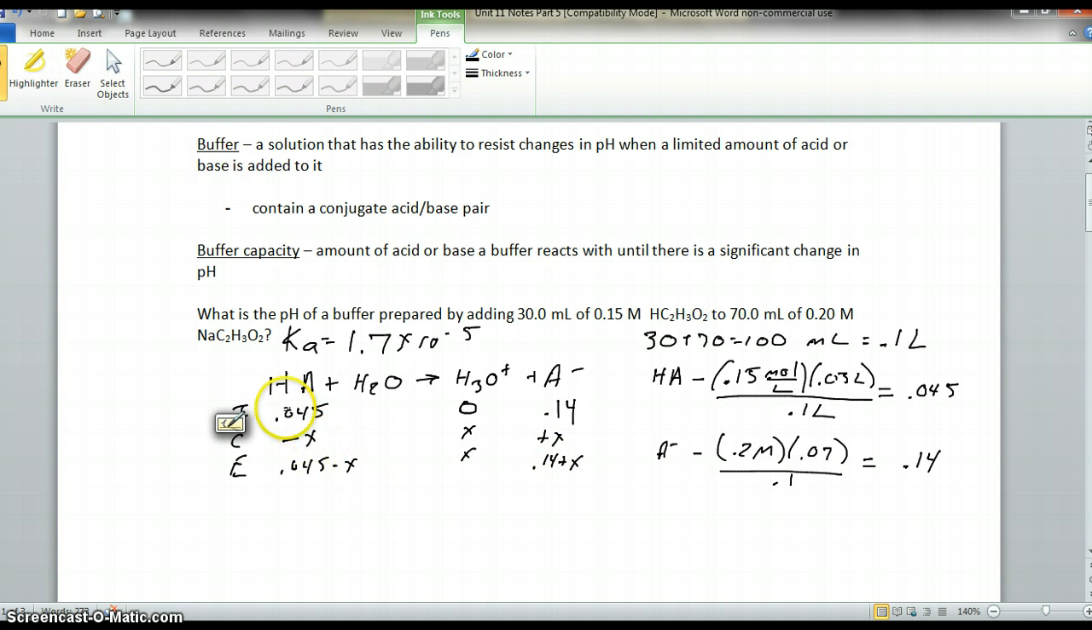If you take our original concentration of our acid, 0.045, and divide it by Ka, 1.7 times 10 to the negative fifth, it's going to be greater than 100, which means we can get rid of those changes. So the minus X goes away, the plus X goes away, and you end up with X times 0.14 over 0.045 equals 1.7 times 10 to the negative fifth. Solve for X, which is your concentration of hydronium, and it's 5.46 times 10 to the negative 6.